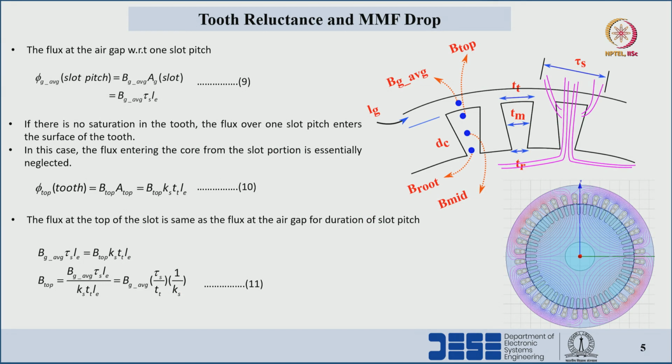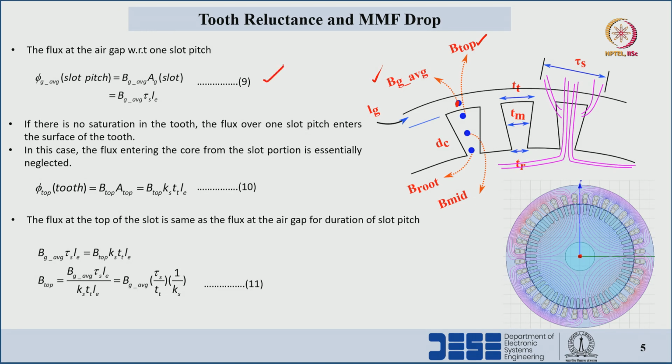If we see the blue dotted points here, the first one is Bg average, the second one at the top of the tooth is B top, at the middle it is B mid, and at the bottom side of the stator tooth it is B root. The same kind of analysis we can do for the rotor tooth also.